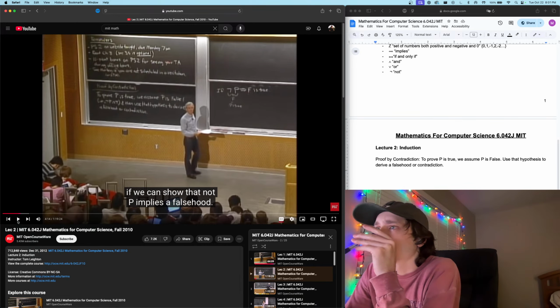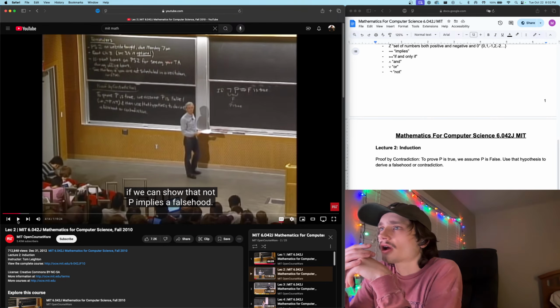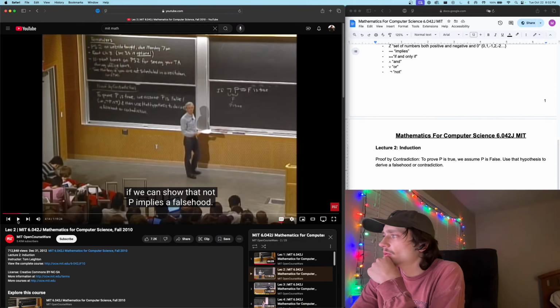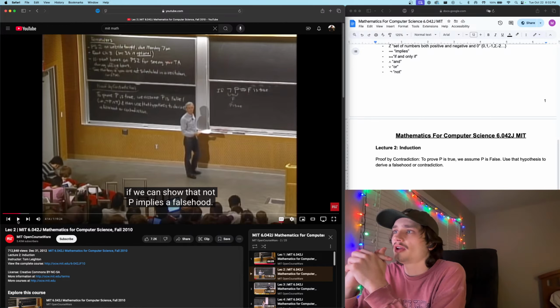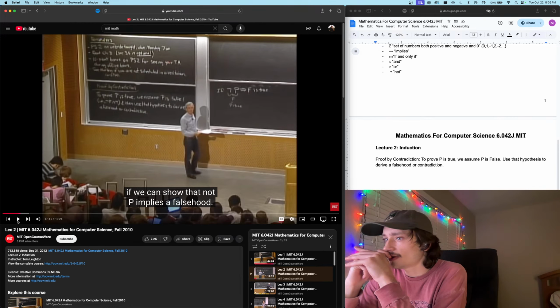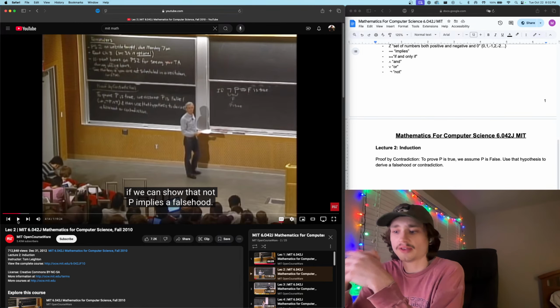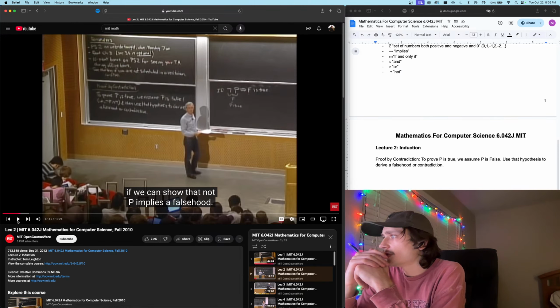So use that hypothesis to derive a falsehood or contradiction. So proof by contradiction. To prove P is true, we must assume P is false. So we're going to first assume P is false in order to actually prove that P is true. So if you want to say, well, pigs fly, we need to first assume that pigs don't fly and then figure out why they don't fly. And if we can't solve that, then they do fly.